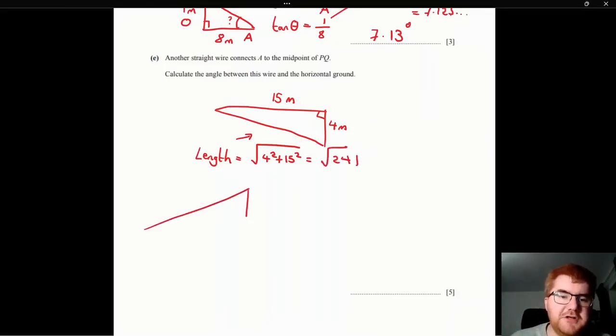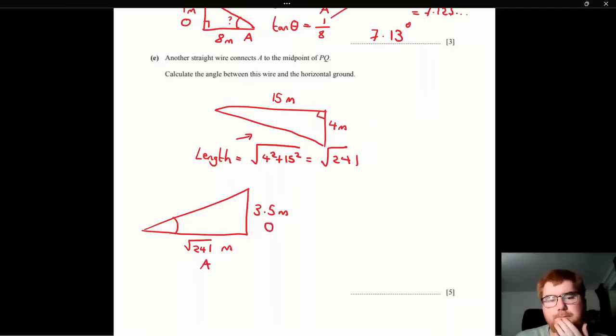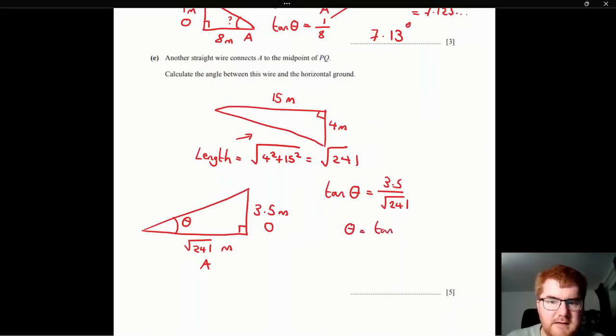Now we look at the triangle we're actually considering here, where this bottom length is what we worked out. This here needs to be 3.5 meters, and we want to work out the angle between it. So again, we're going to be using tan because this is the adjacent, this is the opposite, and this is our theta. So tan of theta is the opposite, 3.5 over the root of 241. So theta is going to equal tan inverse of 3.5 over root 241. And we pop this into the calculator.